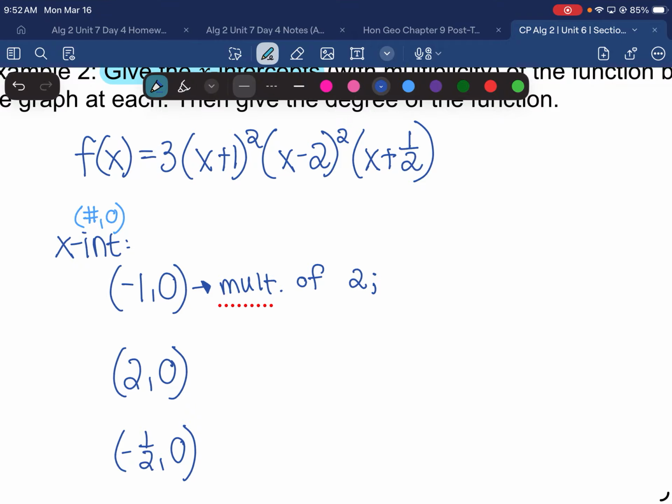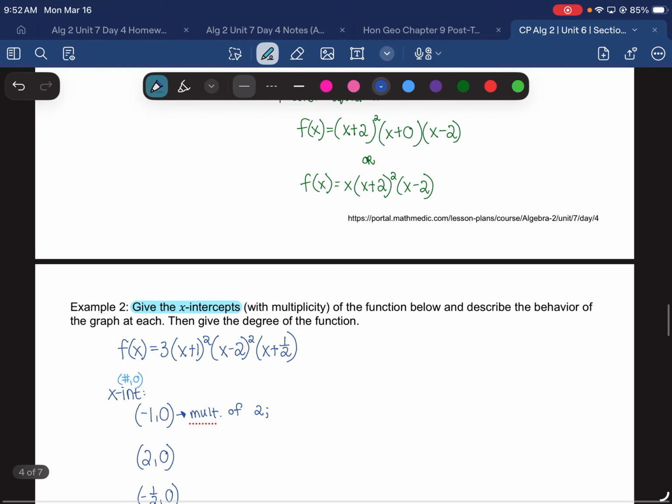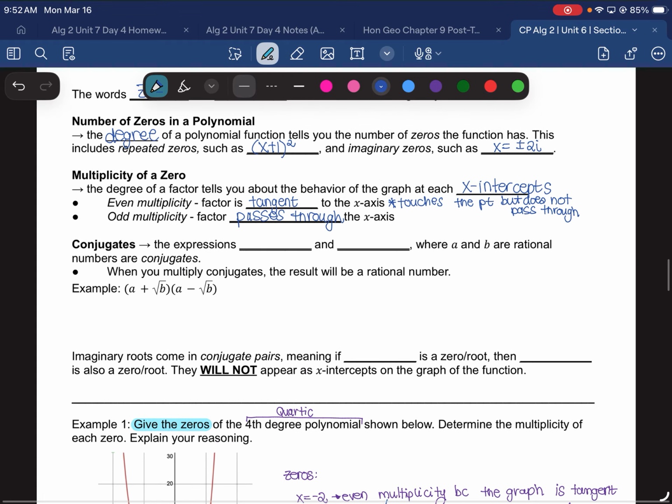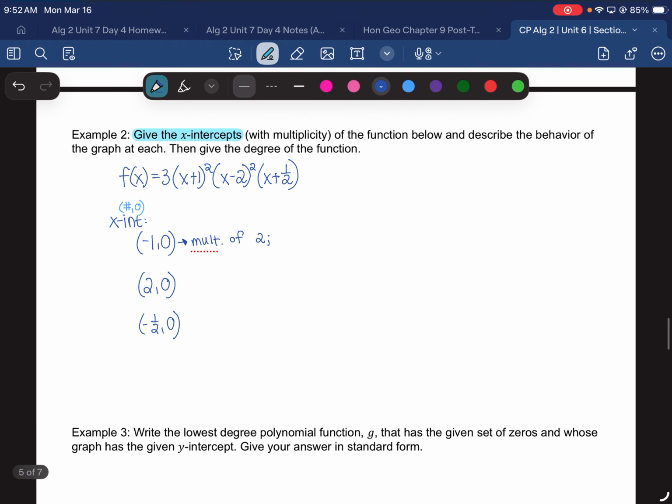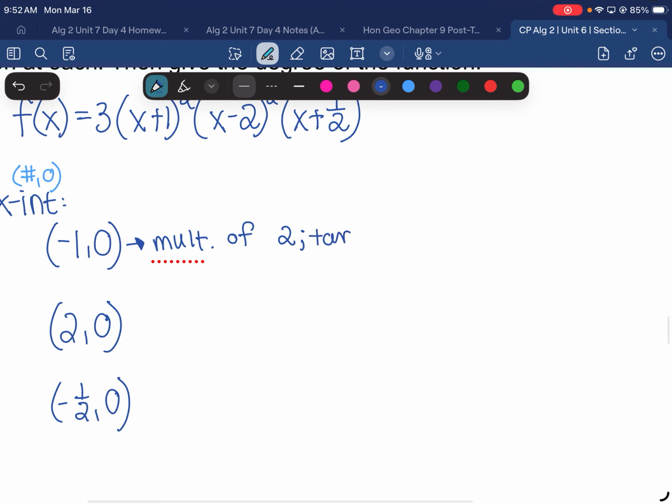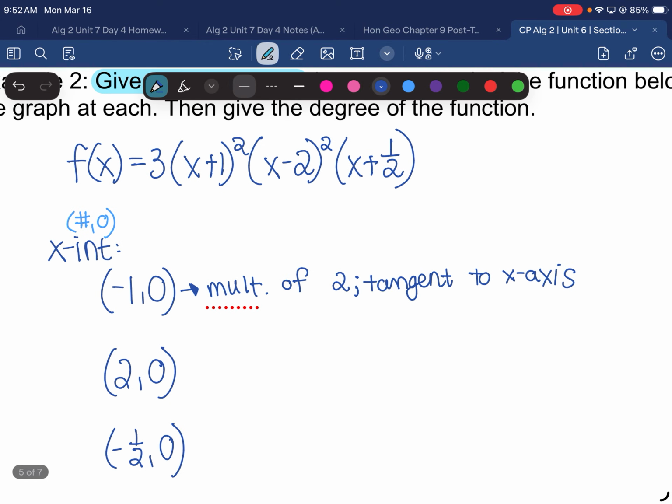That's an even number. So what's happening on your graph? Is it passing through or is it just touching it? That was back up here. Tangent. It's tangent to the x-axis. That's all I need you to write. Tangent to x-axis. Do the same thing for the other two x-intercepts. Tell me the multiplicity and then say it's tangent to it or it passes through it at the x-axis.